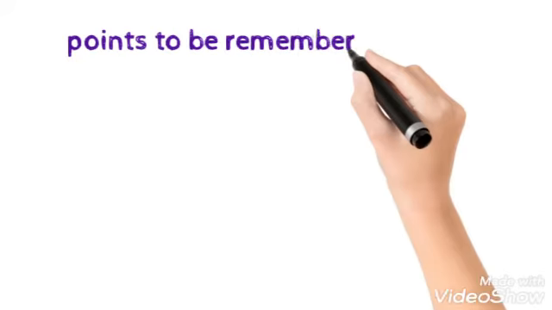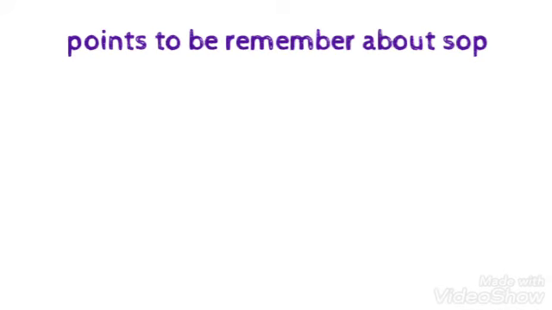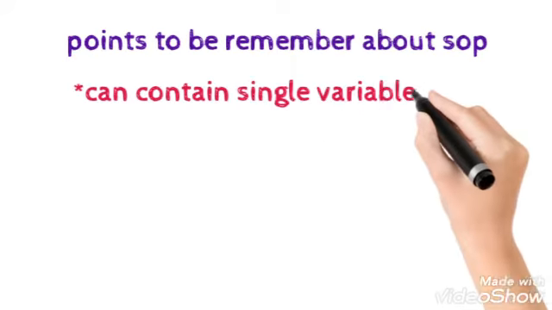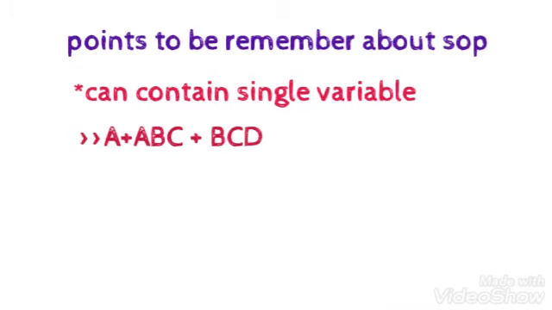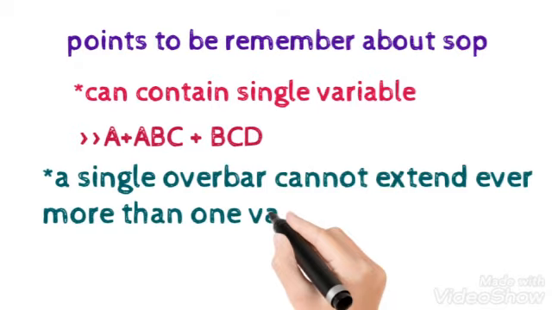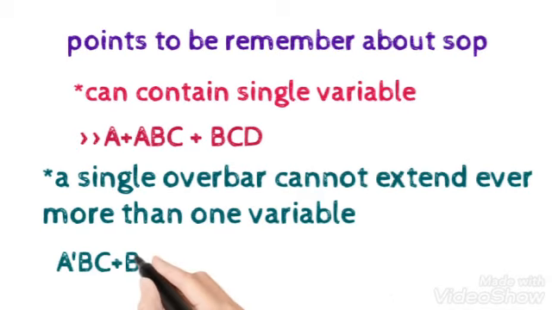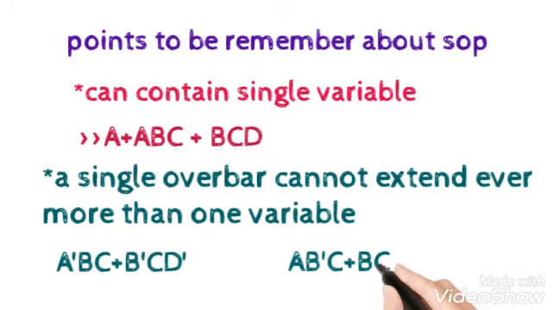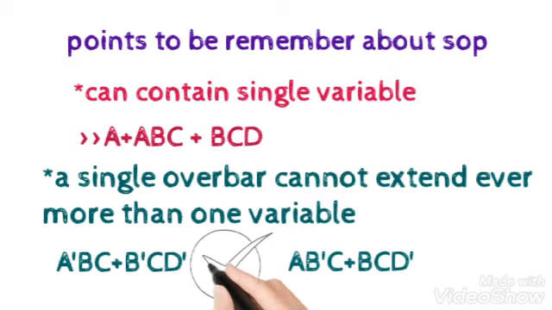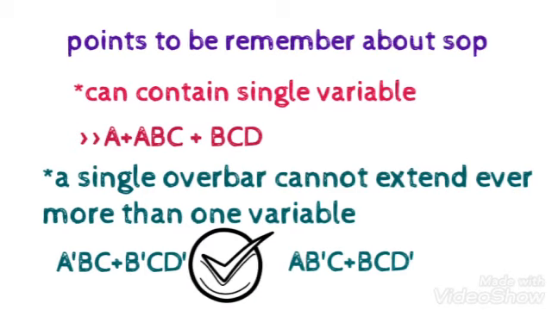A point to be remembered about SOP is that it can contain a single variable. For example, A plus ABC plus BCD. Another point is that in an SOP expression, a single over bar cannot extend over more than one variable. Example: A' BC plus B' CD and AB' C plus BCD'. This is the right form of writing the Boolean expression. We cannot write in this method.